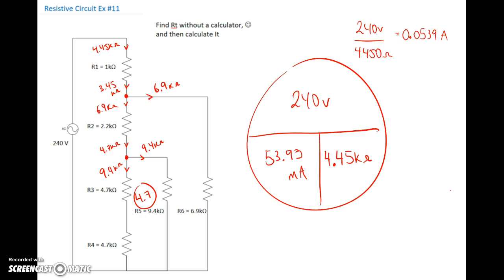Excellent. Okay, so that seemed crazy. Look at that. A series parallel combination where we had 1, 2, 3 different parallel paths, but we were able to break it down and we were able to actually find our total resistance without a calculator.